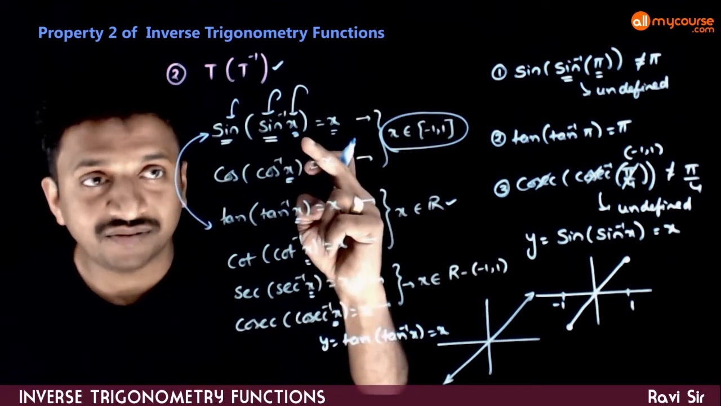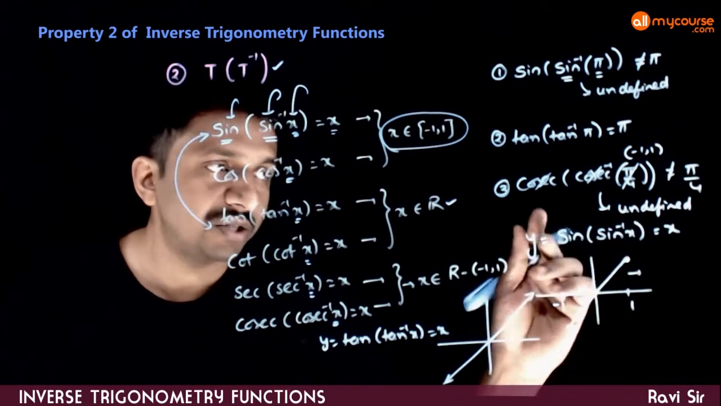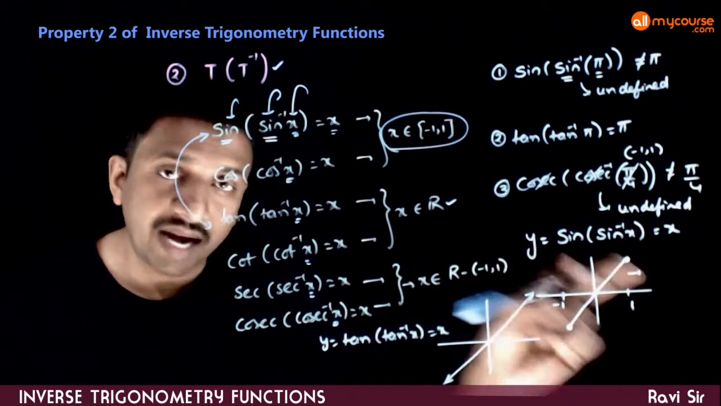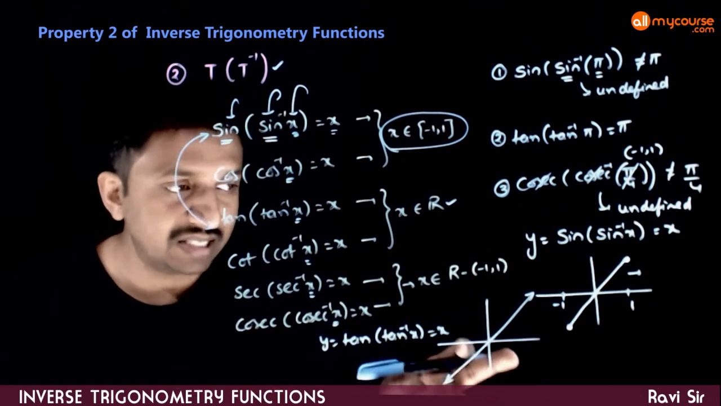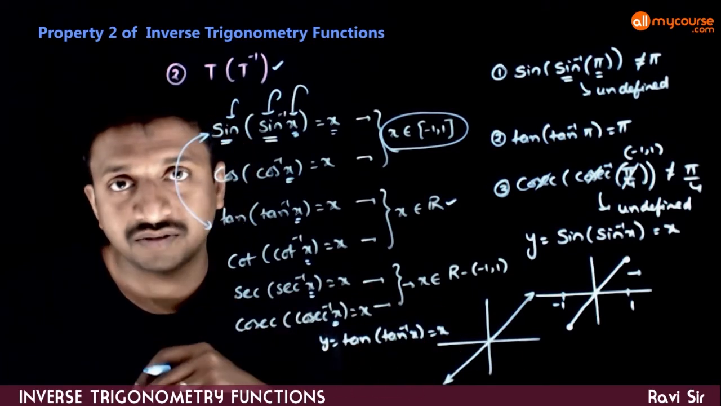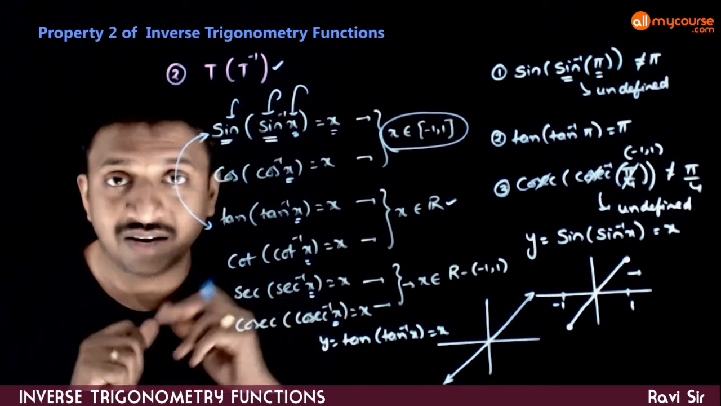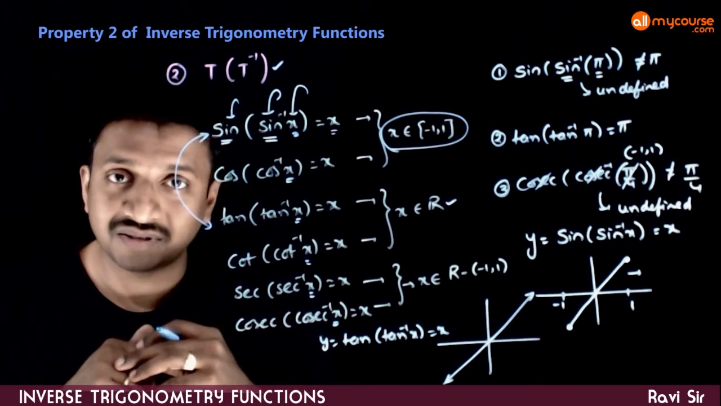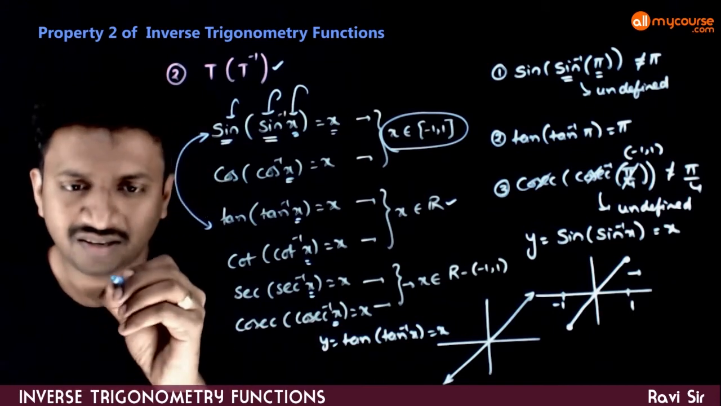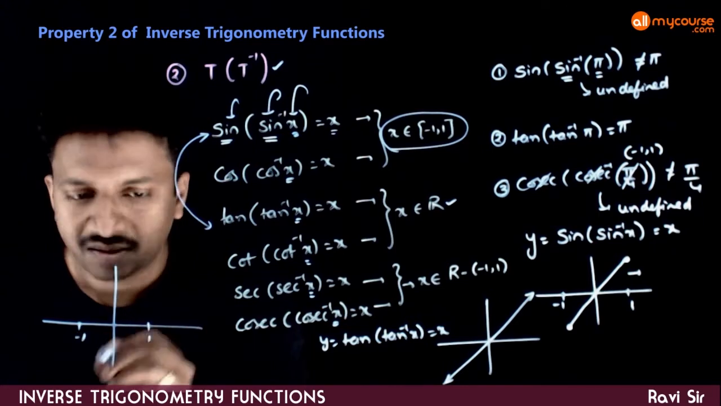I hope you understand the difference between this graph and this graph. This graph corresponds to sine of sine inverse and cos of cos inverse. This graph corresponds to tan of tan inverse and cot of cot inverse. Can you guess how to draw the graph of secant of secant inverse and cosecant of cosecant inverse? It's very easy. If you take the graph, this is 1, this is -1.